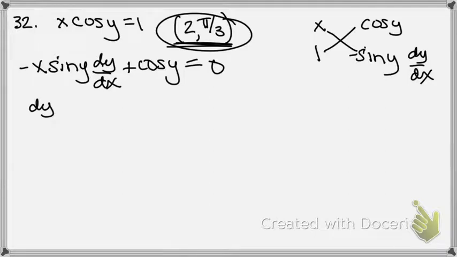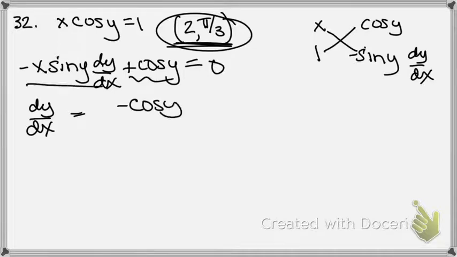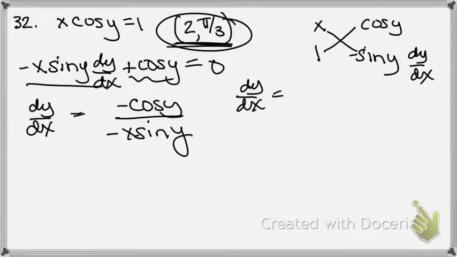To get the dy dx by itself, I'm going to have to subtract the cosine y and divide by a negative x and a sine y. Perhaps you can see that those are both negative. And so I have dy dx equals cosine y over x sine y.